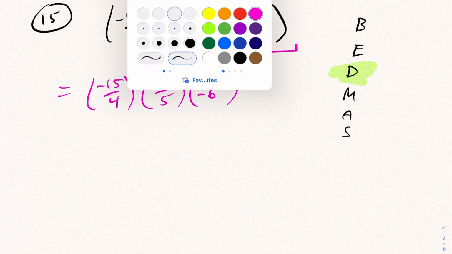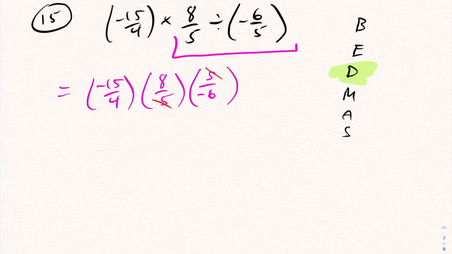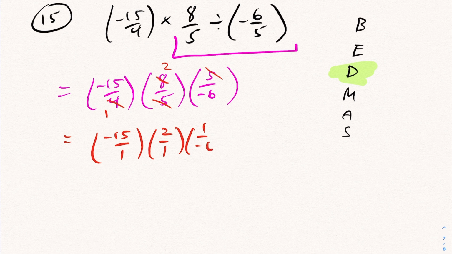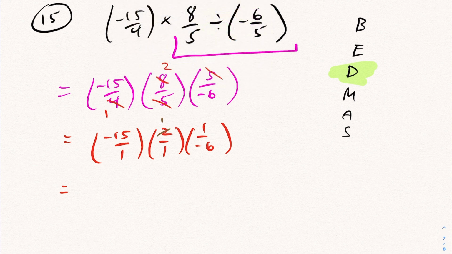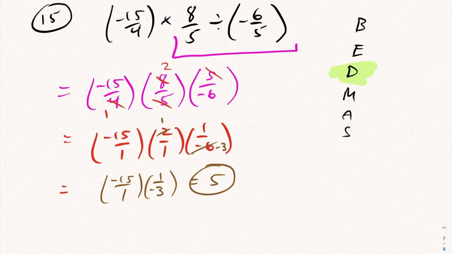And now that we do that, we have some reduction that we can do here. The 5's will cancel. I can divide top and bottom by 4. That'll become a 2. Let's rewrite this so we can see where we're at here. That's 2 over 1, and that's 1 over negative 6. And now again, there's still more reduction to do. So before you go ahead and multiply things out, you should always see if you can reduce. 2 divided by 2 is 1. Negative 6 divided by 2 is negative 3. And now I'm left with negative 15 over 1 times 1 over negative 3. And that comes out to be 5. Okay, that's number 15.